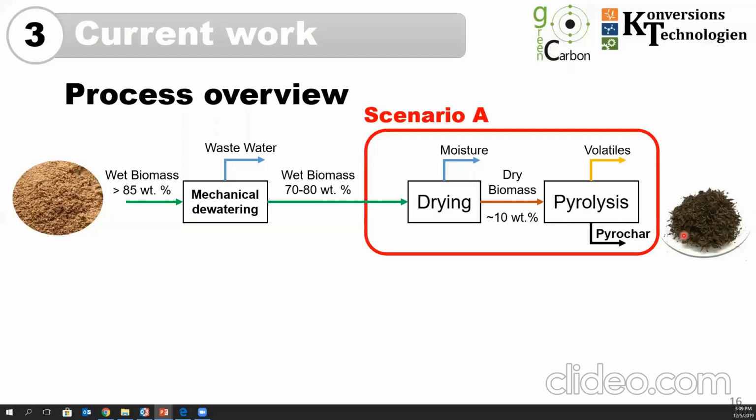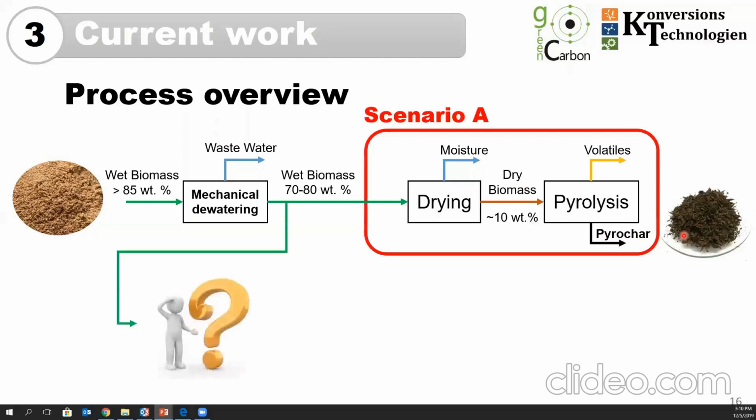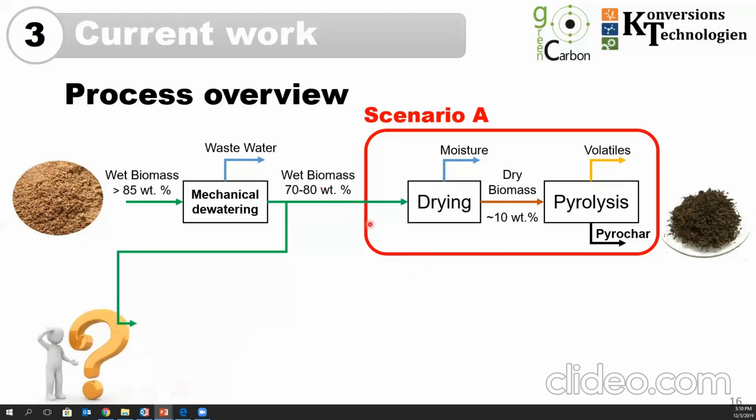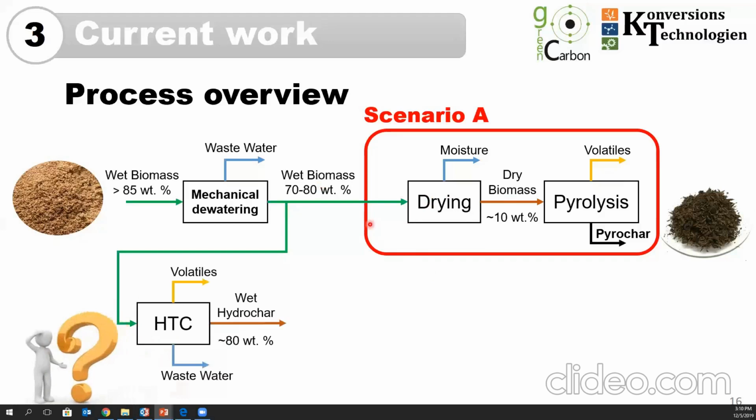But is there any alternative way to produce carbon materials using wet feedstock? Because, as we all know, drying is a very thermally expensive process. We need a lot of heat to dry biomass containing such high moisture content. So here comes hydrothermal carbonization, because, as I said, in this process our moisture content is an advantage. We can directly process biomass containing high moisture content.